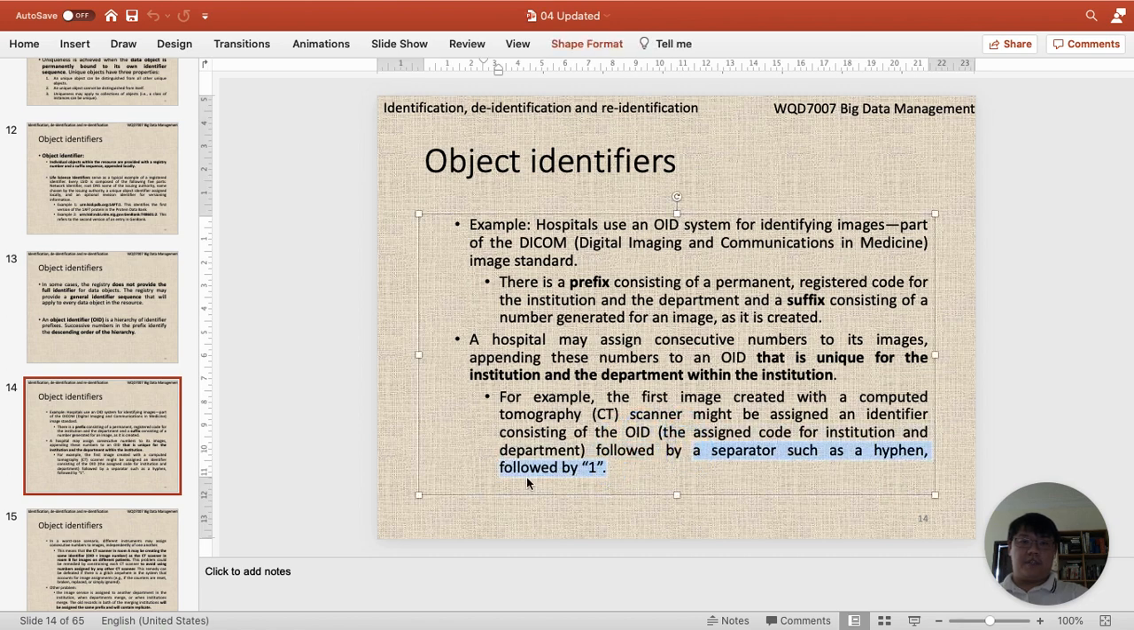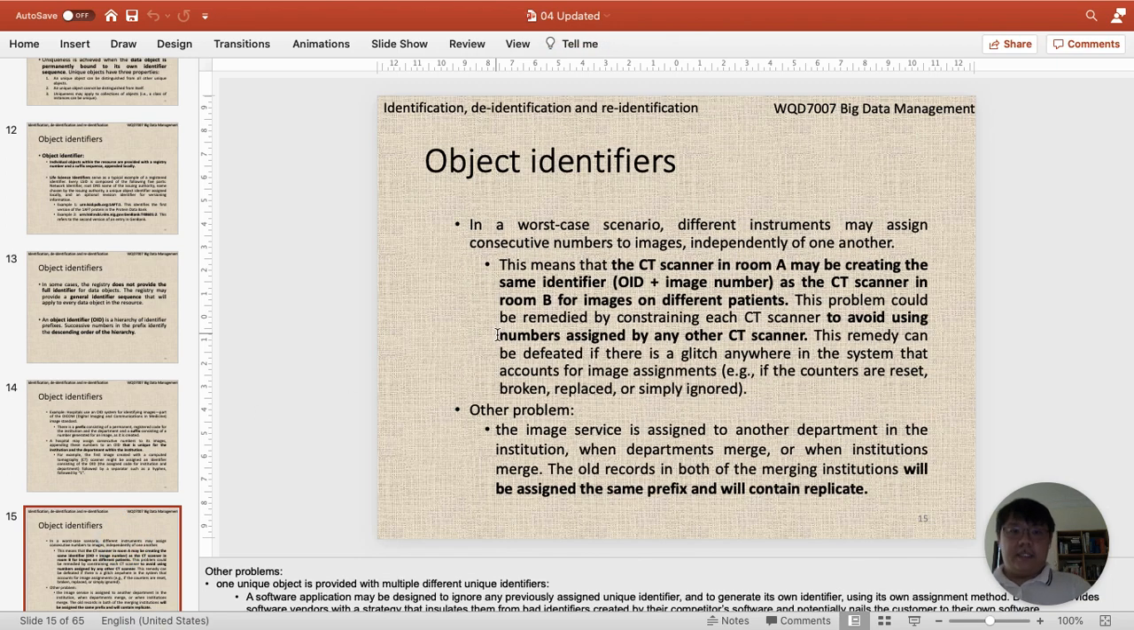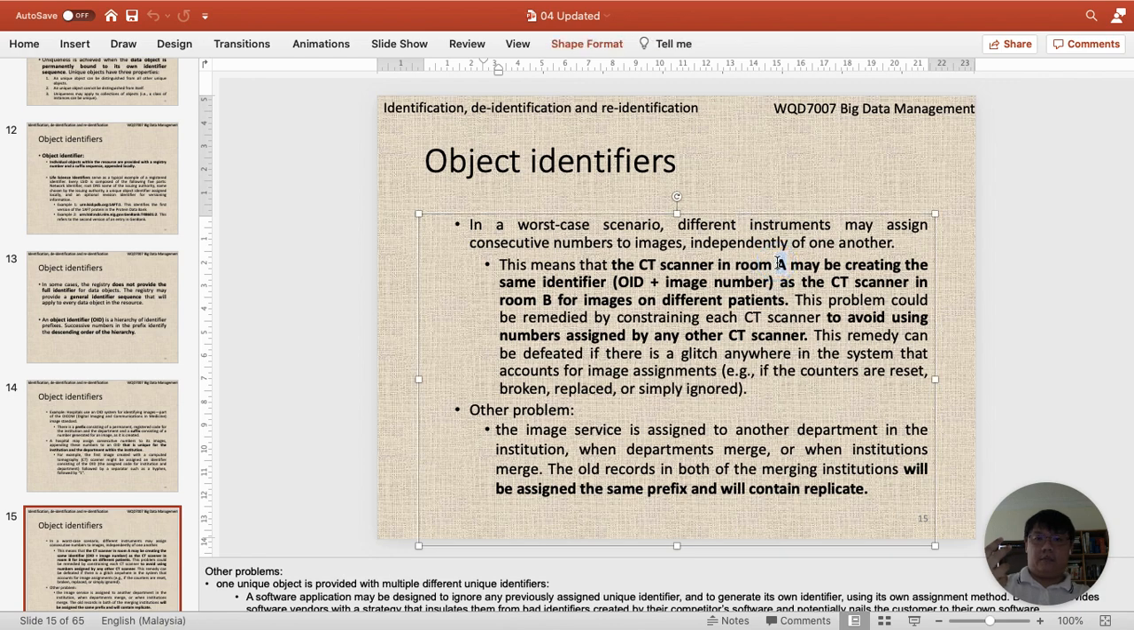Followed by a separator, so a hyphen, and then followed by 1. Okay, so if it's second image, then it's followed by 2. Right. So in that case, there's a possibility that room A has one scanner, room B has one scanner, and every day room A generates 10 images, and room B generates another 20 images.